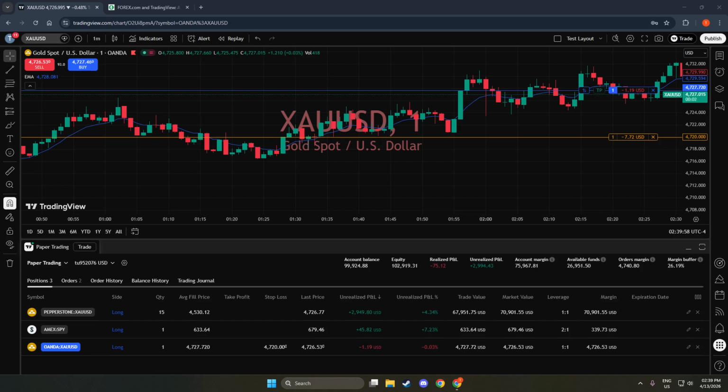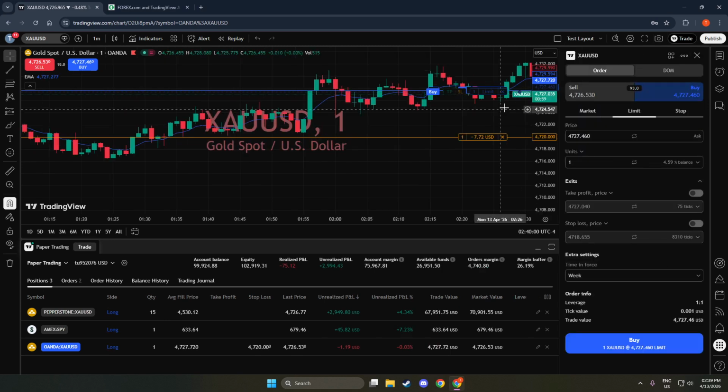Next, head to the trading panel at the bottom of the screen and click either buy or sell, depending on your trade idea. This opens the order ticket. If you're practicing, you can use paper trading. If you're live, make sure your broker connection is active. Either way, the process is identical.